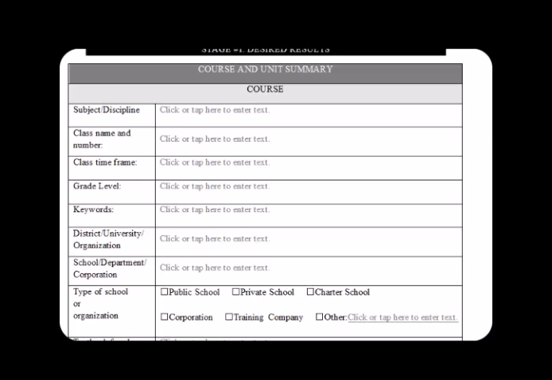To design a course using UBD, you will need lots of information about the unit you plan to design. To first design a UBD design for a unit, you must find the course information like what is the subject/discipline in your course, the class name and number, class time frame, how long is the class, grade level of the course, keywords for the course, district or university where the course is taught, school, department, or corporation, the type of school, what are the books for the course, and any online material that is needed for the course.